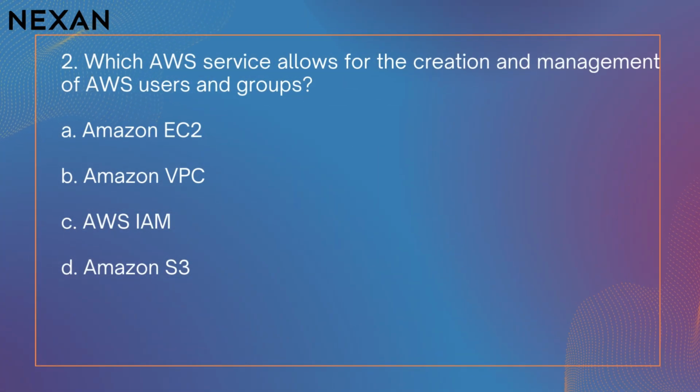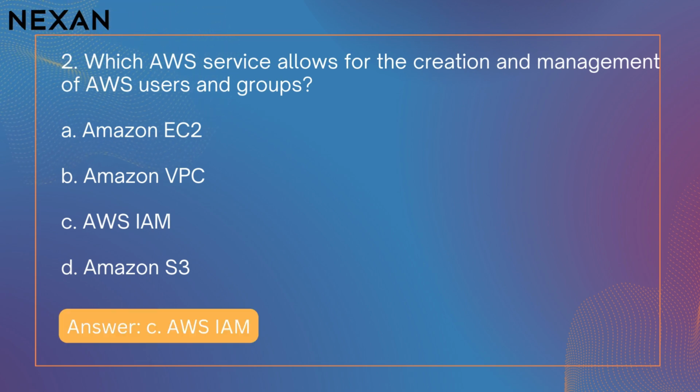2. Which AWS service allows for the creation and management of AWS users and groups? A. Amazon EC2. B. Amazon VPC. C. AWS IAM. D. Amazon S3. Answer: C. AWS IAM.